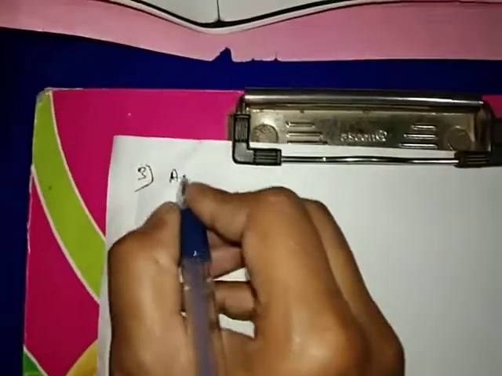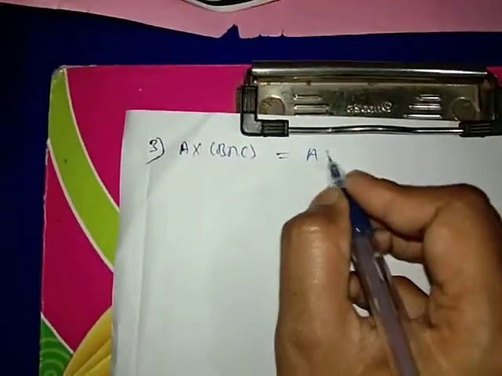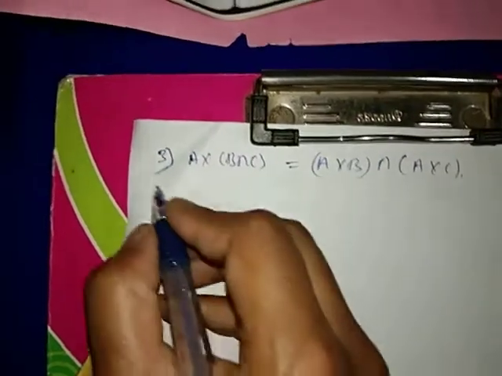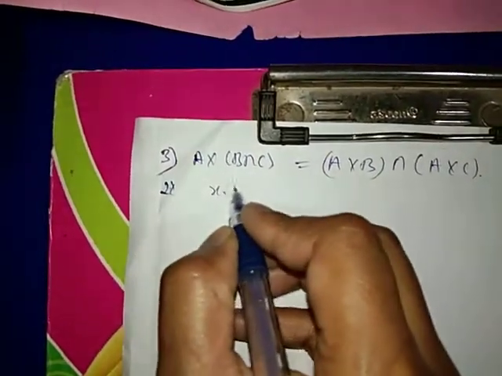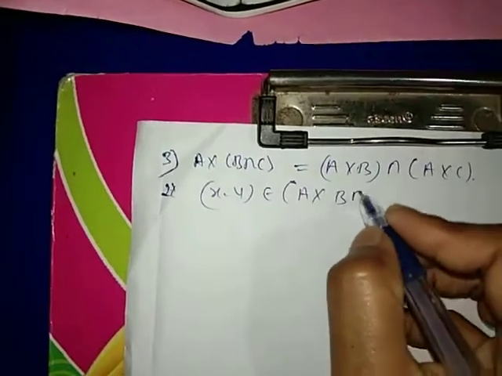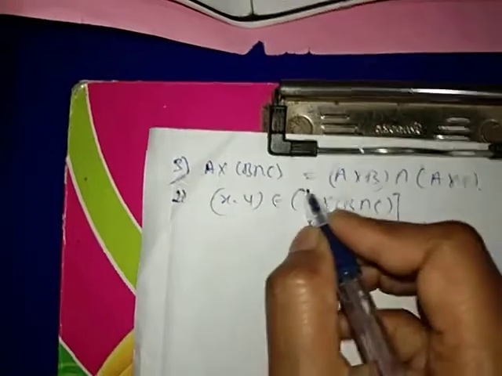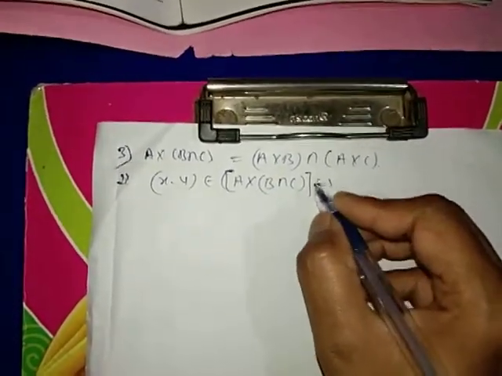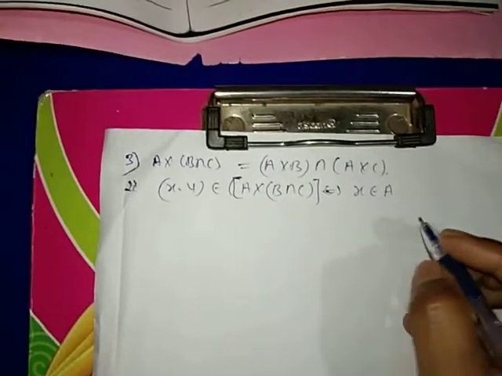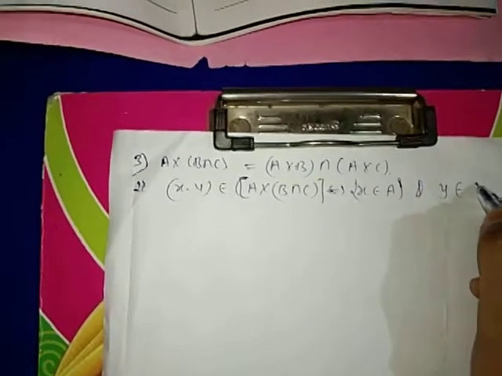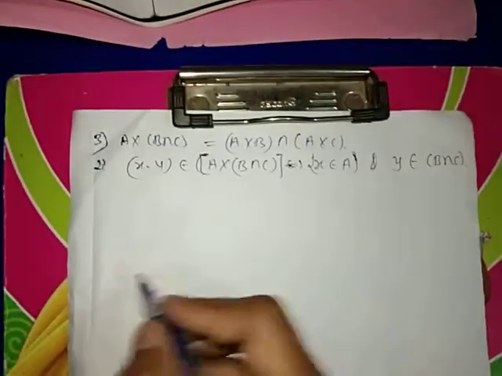Come to the third one here. A × (B ∩ C) is equal to (A × B) ∩ (A × C). As the ordered pair (x, y) belongs to A × (B ∩ C), that indicates the element x belongs to the set A and the element y belongs to B ∩ C.